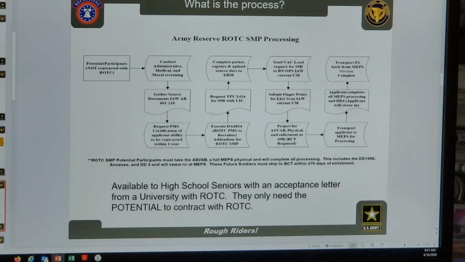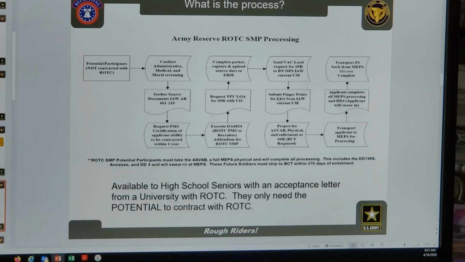All right, so on to the next step. Execute a DEA Form 4824. Now it says ROTC, PMS, or recruiter. Guess what, recruiter? You're doing it. You're not going to ask the lieutenant colonel to fill out a form that you have the ability to do. Just don't do it. You want to get out of their hair anyway. Just fill out the form. It's real easy. I'll show you the form later in the class and show you what to fill out. Super easy. Don't get intimidated by that form.